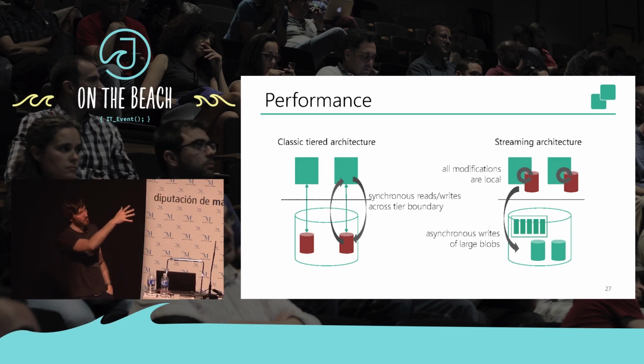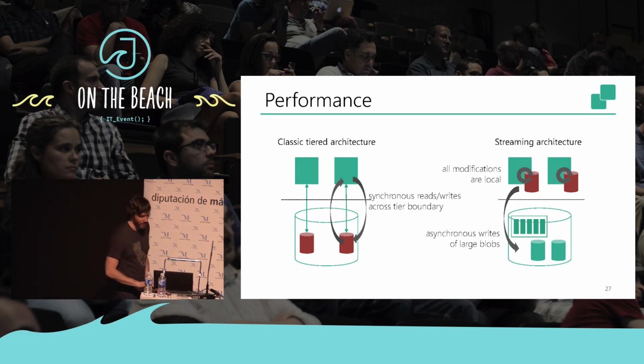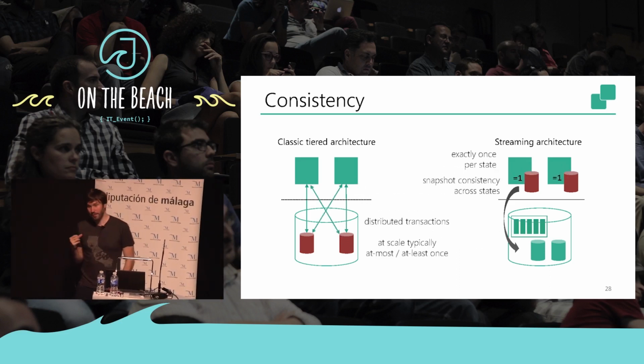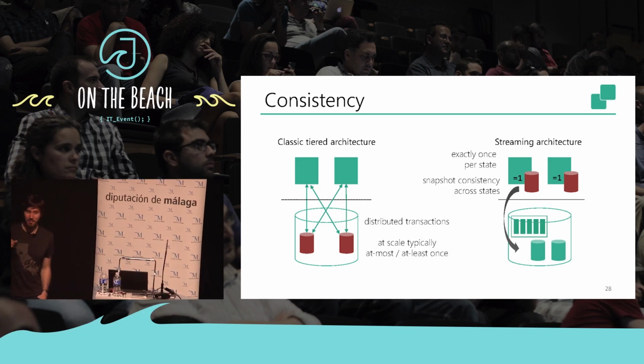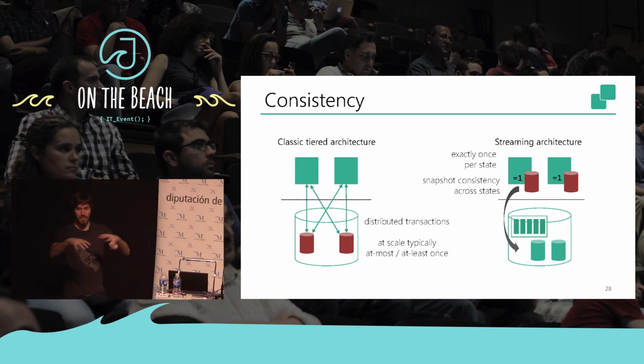So all this movement between the tiers are moving of large chunks in the background. There's no synchronous component involved. The consistency model is by itself quite interesting. It's not totally comparable because if you have a shared database, different states can easily communicate with each other by just updating certain keys there.